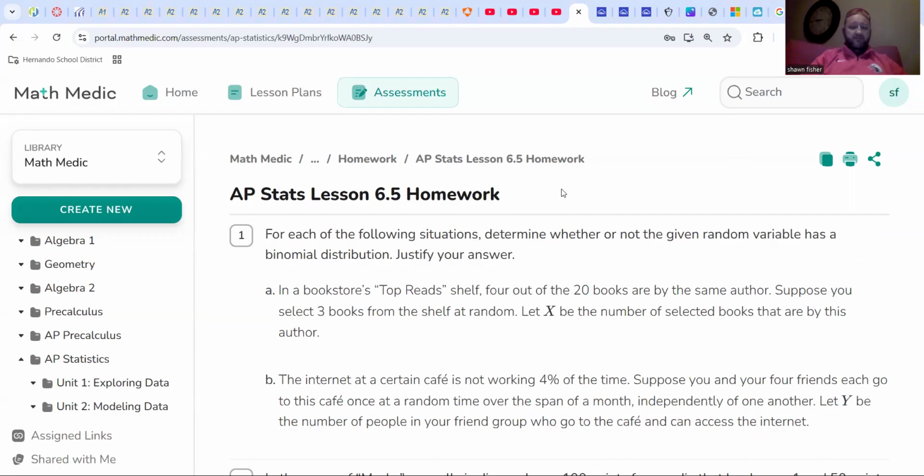We're talking about binomial distribution, questions that involve: does it have a success? Does it have a failure? Is it independent? The number of trials is obvious, and the probabilities are basically the same on each of the trials. So let's go through these kind of real quick.